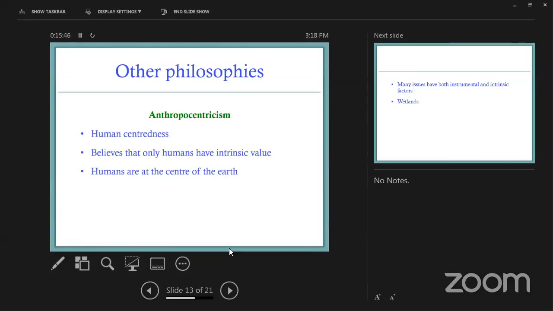Then we look at anthropocentrism, which is human-centeredness. And there again, it believes that only humans have intrinsic value. The humans are at the center of the earth and our natural environment, and all the rest of nature has simply been created to sustain and support human life. And now we are in the middle of what is called the Anthropocene. Human impacts on the environment are becoming worse and worse and having very detrimental impacts.